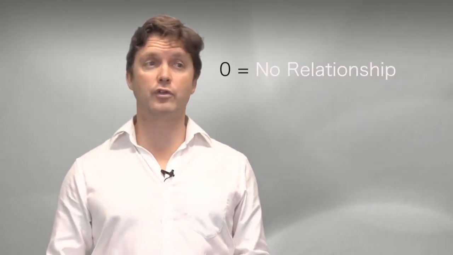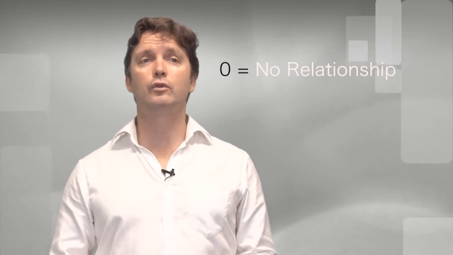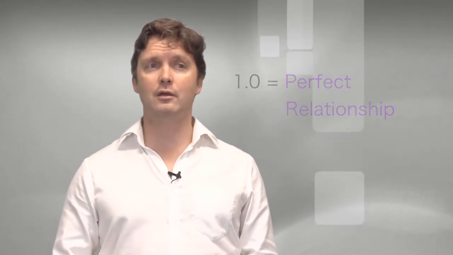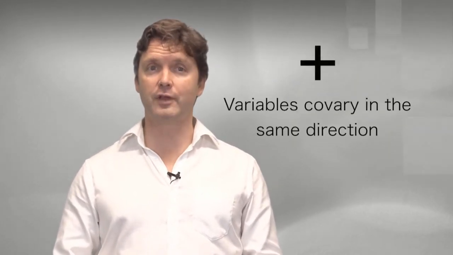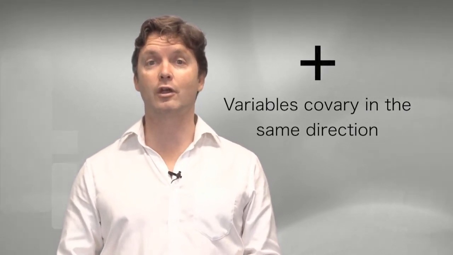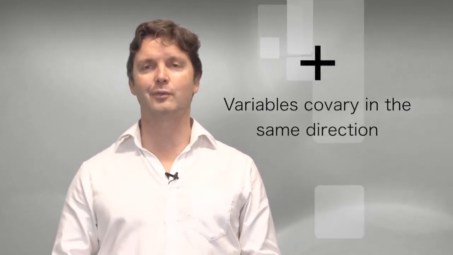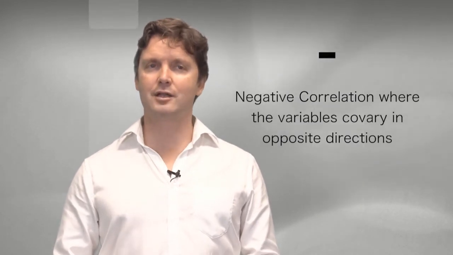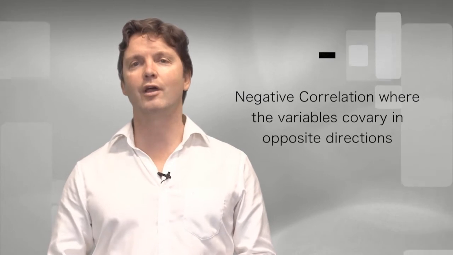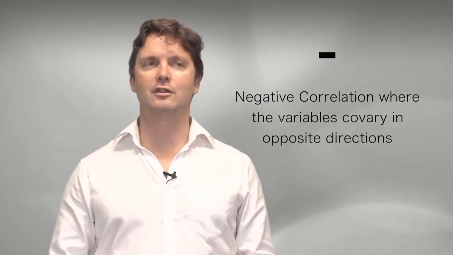The number indicates the magnitude or strength of the relationship, from 0 for no relationship at all through to 1 for a perfect relationship. Now, the sign indicates the direction of the relationship. A positive number indicates that the variables covary in the same direction. So in other words, they're positively related. A negative or minus sign indicates a negative correlation, where the variables covary in opposite directions.